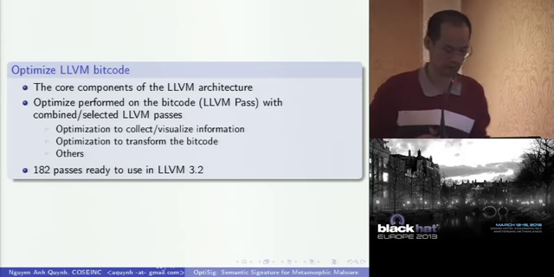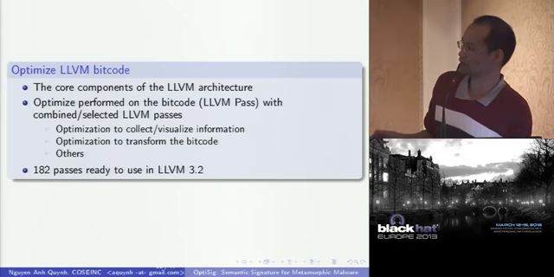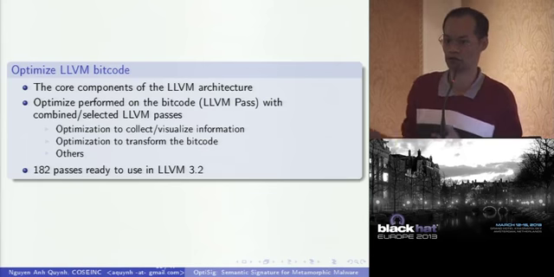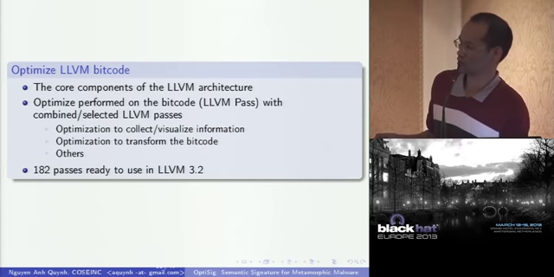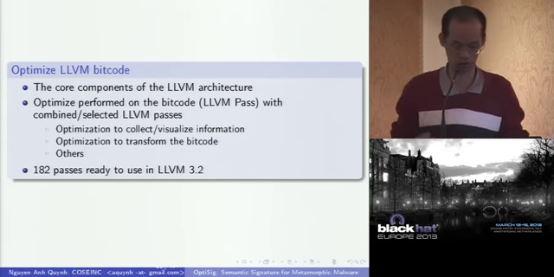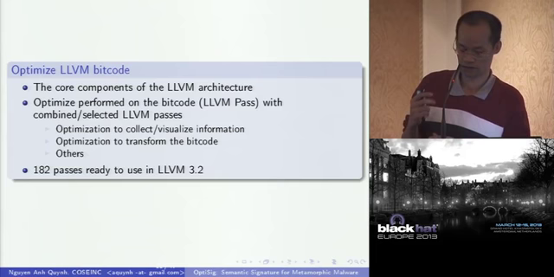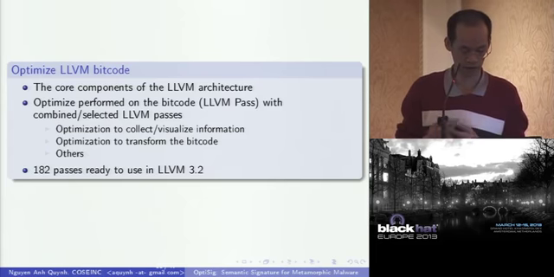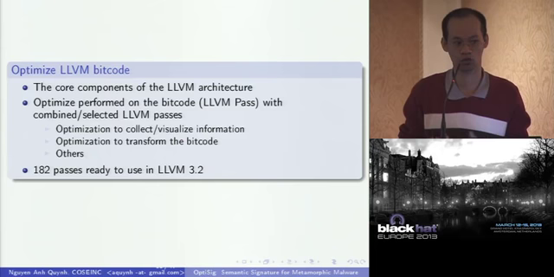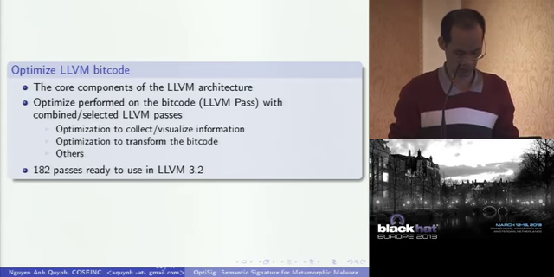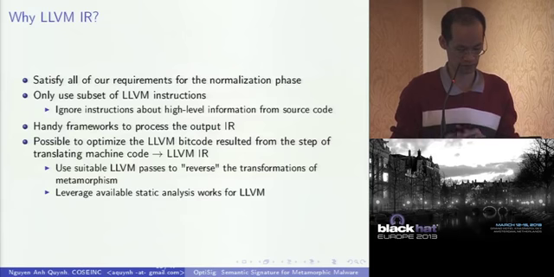In LLVM, there are a few different kinds of passes. First one, the pass can be used to collect or visualize information. This one is not very important for our project. The second one is very important. An LLVM pass can be used to optimize the code, to transform the bitcode. There are some other passes which we don't care about. In the latest version of LLVM, version 3.2, they provide 182 passes that are ready to use. So that's a lot, and we just need to use them, we don't need to do anything.